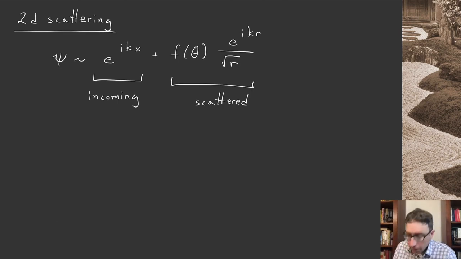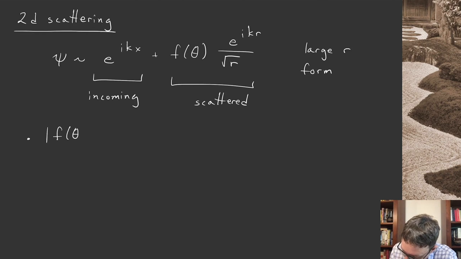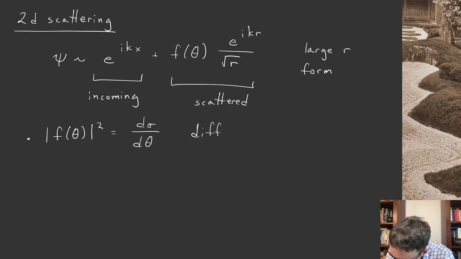So a couple of remarks about this particular asymptotic form. This is a large r form for my wave function. First remark is that this f of theta has a classical interpretation as a differential scattering cross-section. If I take f of theta absolute value squared, this is the differential scattering cross-section.